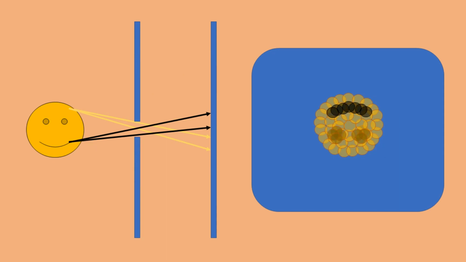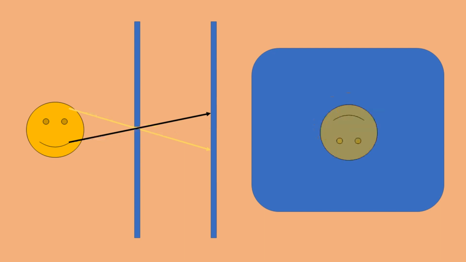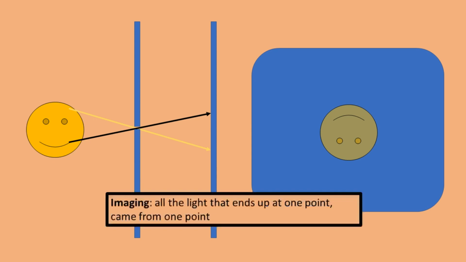Now, each point of the object creates a small spot on the screen, and this makes the image more recognizable. If we make the pinhole even smaller, the image becomes sharper. So now that we've seen this, what does it precisely mean to image an object? When we're imaging an object, it means that if we consider a particular point on the screen, all the light that ends up at that point must originate from a single object point.